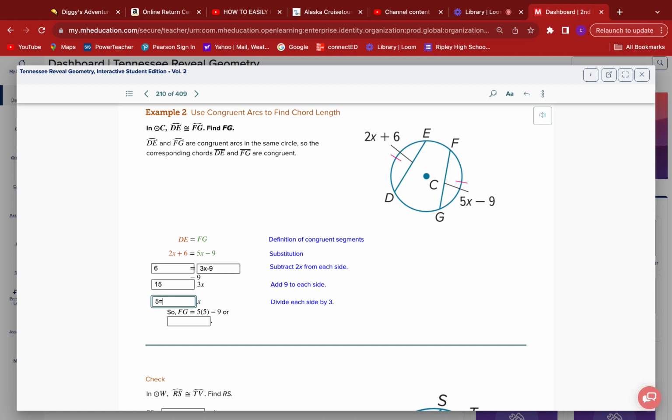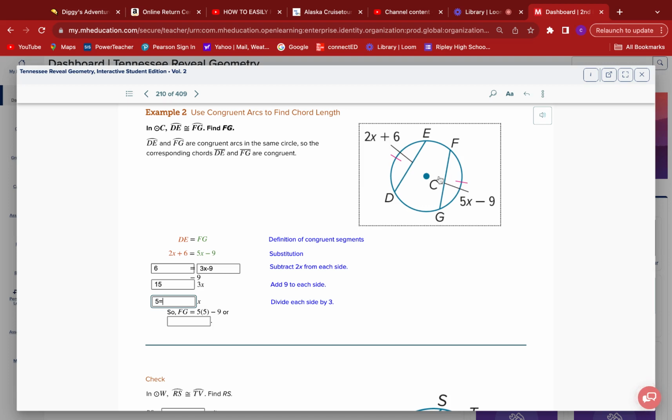Now we need to do a little plug and chug, and they want us to find FG. So after we find x, we're going to plug x into the FG expression. By the way, it really doesn't matter which one you plug into. I mean, technically, it's asking for FG, but if you happen to have students that plug it into the 2x plus 6, remember, they are going to be the same answers.